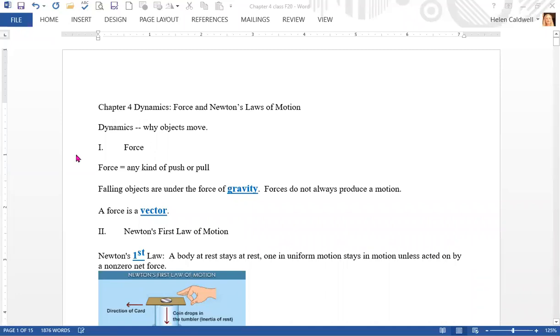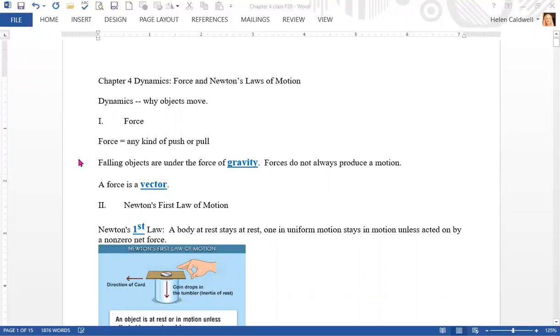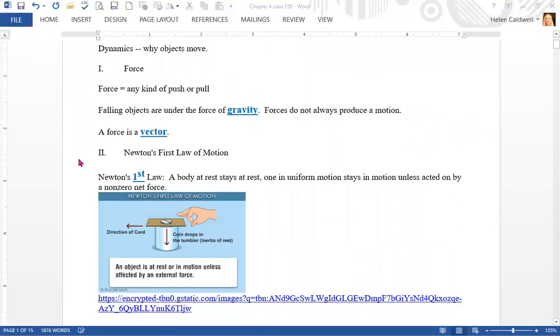So objects fall because they're under the force of gravity. Gravity is the force pulling them down. Just because a force exists, you don't always have motion. I could stand and push against the wall in the classroom, and the wall's not going to move. But on some sort of microscopic level, I'm sure there's some sort of molecular motion going on. But I'm not moving the wall. So just because you push on it doesn't make it move.